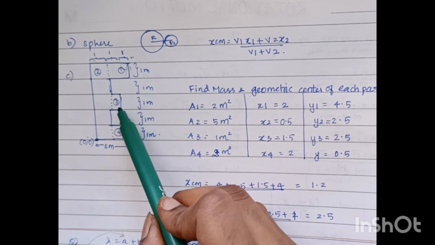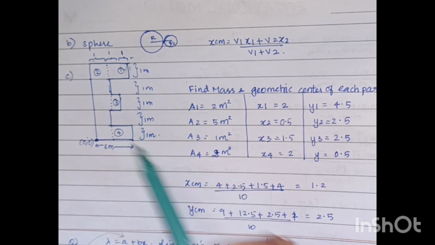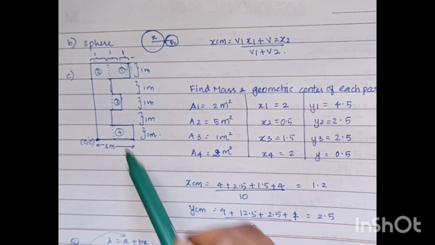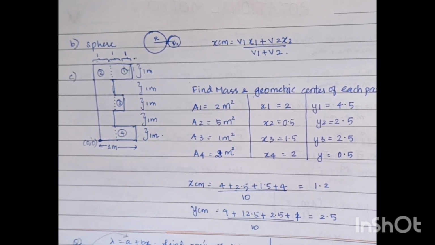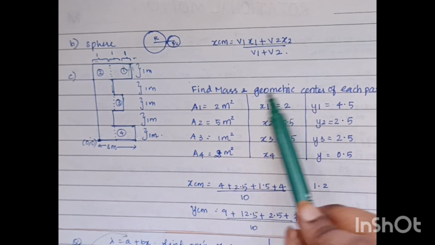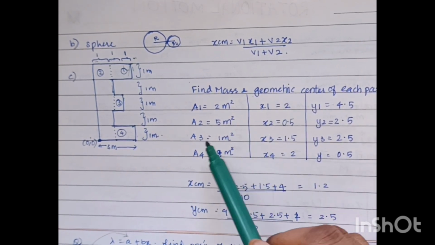What about a3? This is the third part, with this side 1 and this side 1, so 1 meter square. A4: this length is 2 meters and this length is 1 meter, so 2 meters square. And what about the coordinates of each part?